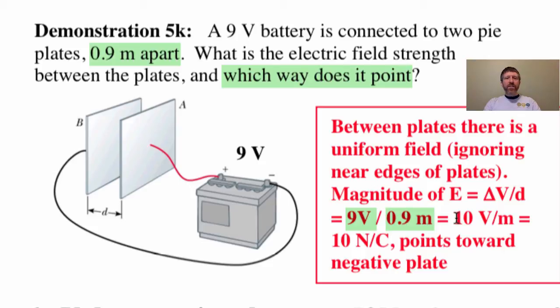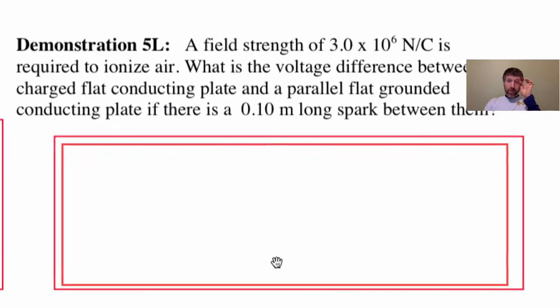Do some unit analysis, you will find that 10 volts per meter is the same thing as 10 newtons per coulomb. It is a valid unit for measuring field. And as we said, it points towards the negative plate. So you could use delta V equals just Ed if you are just looking for the magnitude in the electric potential change. But then you'd have to realize that the positive charge goes downhill, so plate B is at a lower potential.